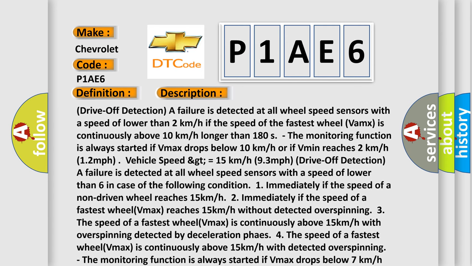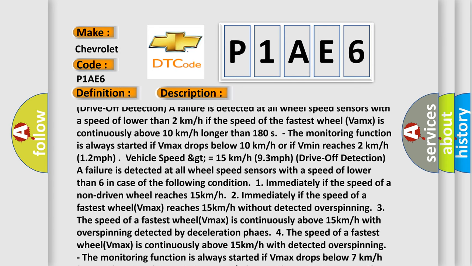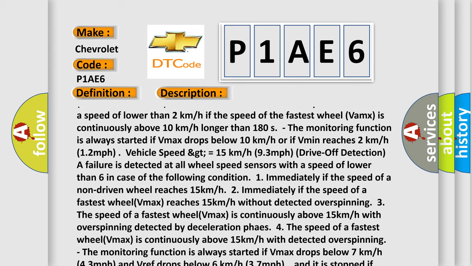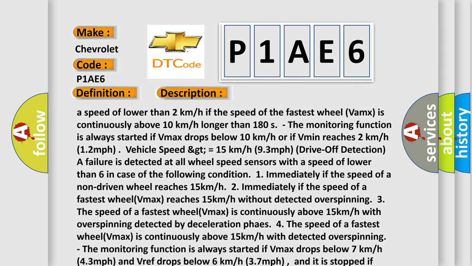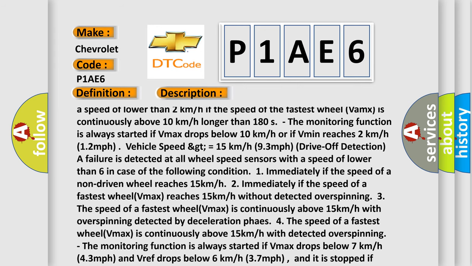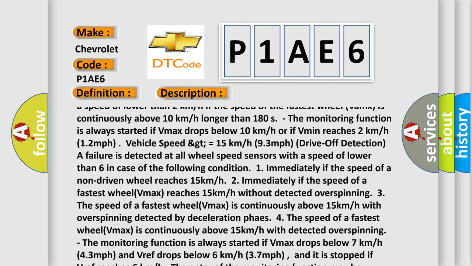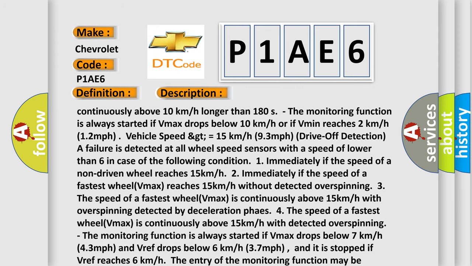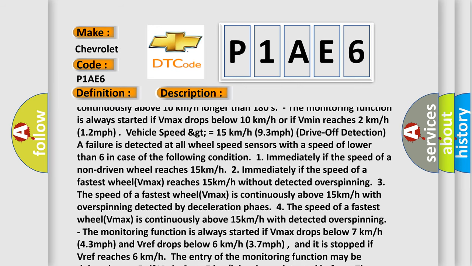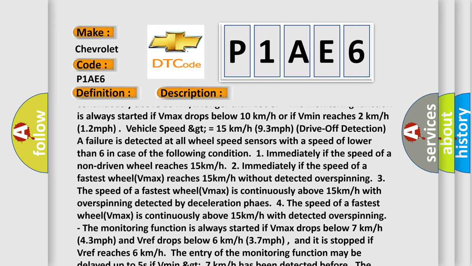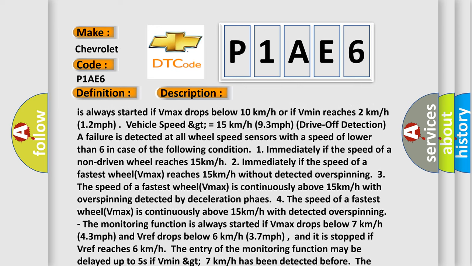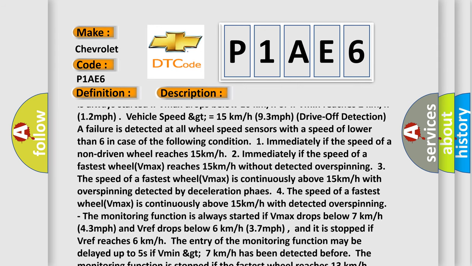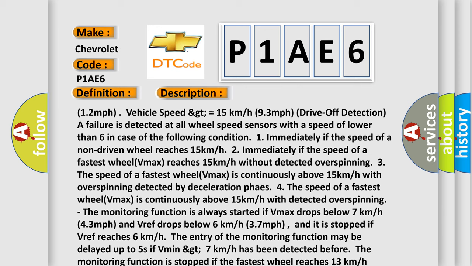detection. A failure is detected at all wheel speed sensors with a speed of lower than 6 in case of the following conditions: 1, immediately if the speed of a non-driven wheel reaches 15 km per hour, 2, immediately if the speed of the fastest wheel Vmax reaches 15 km per hour without detected overspinning, 3, the speed of the fastest wheel Vmax is continuously above 15 km per hour with overspinning detected by deceleration, 4, the speed of the fastest wheel Vmax is continuously above 15 km per hour with detected overspinning.